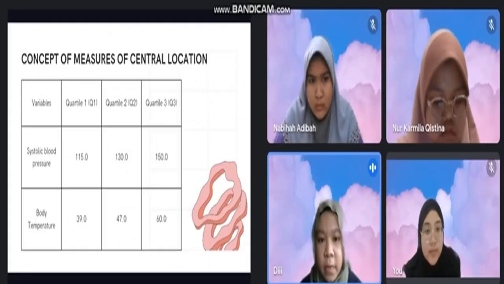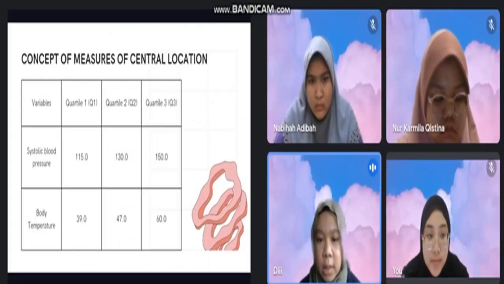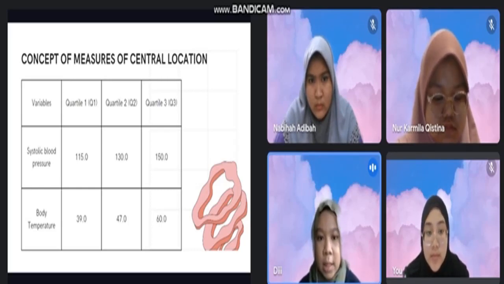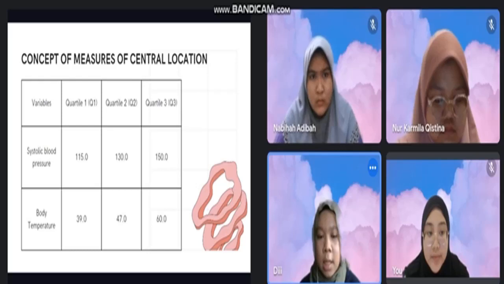About 25% of the respondent levels were less than 39 body temperature. Half of the respondents' levels were less than 47 for body temperature, while 75% of the respondents' levels were less than 60 for the body temperature.